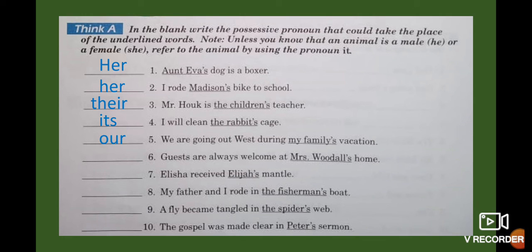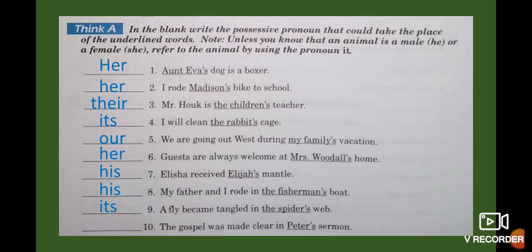So we use our. Guests are always welcome to Mrs. Woodall's home. In that case, Mrs. Woodall's is a woman, so we use the possessive pronoun her. Alicia received Elijah's mantle. In that case, Elijah is a boy, so we use the possessive pronoun his. My father and I rode in the fisherman's boat. In that case, fisherman is a man, so we use the possessive pronoun his. A fly became tangled in the spider's web. This is an animal, spider, so we use its.